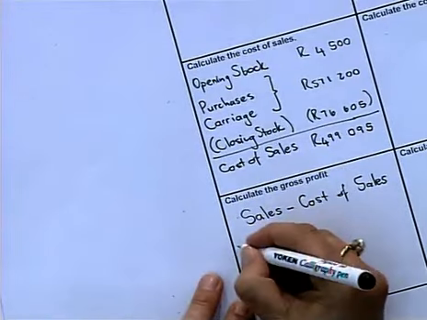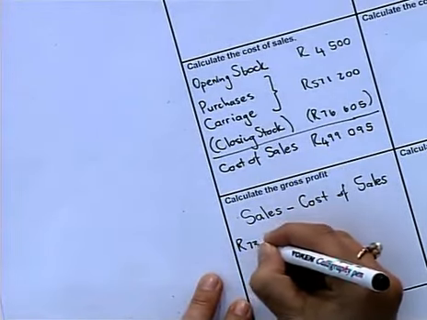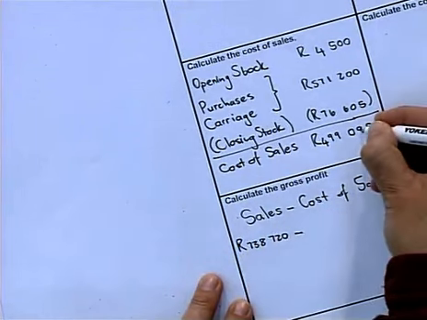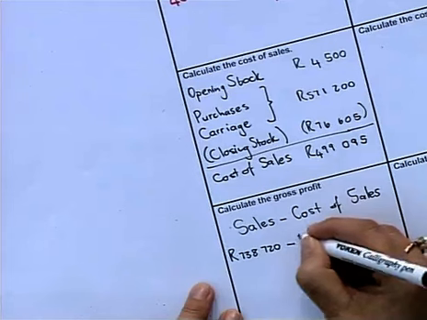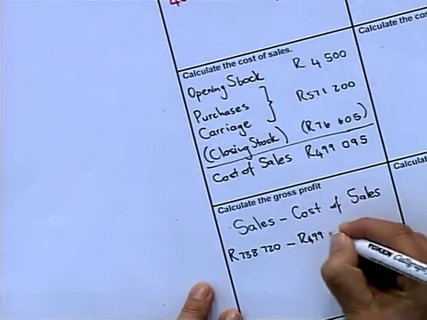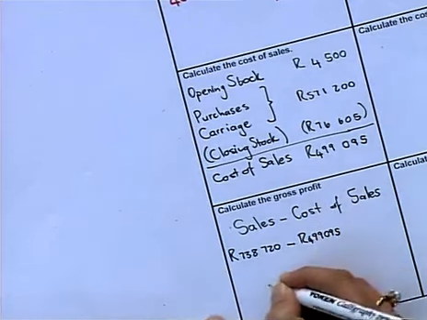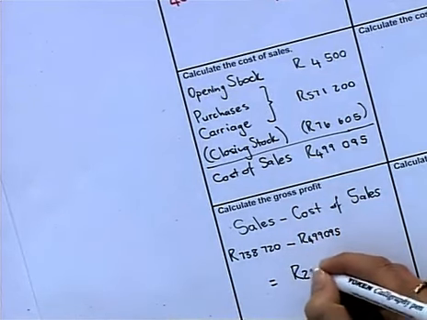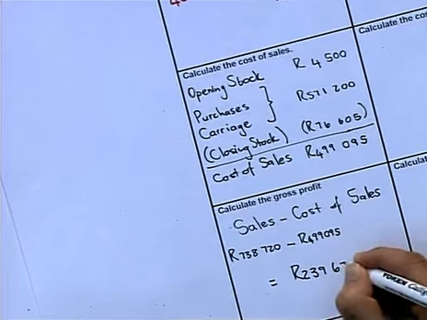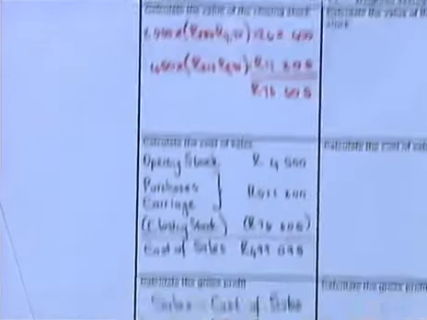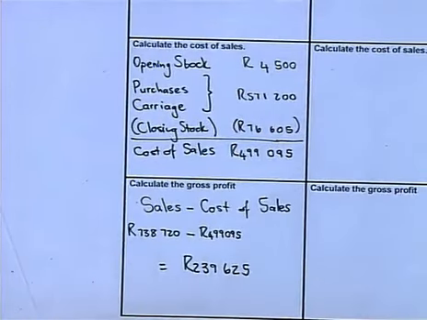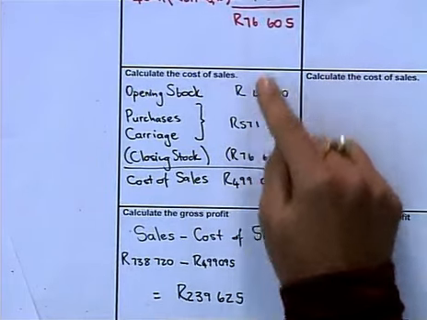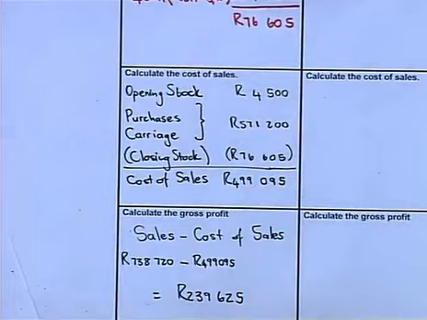So I need to say 738,720 minus cost of sales from this question, 499,095, and that is equal to 239,625. And I think you're probably thinking, but what if I get that answer wrong? Then the whole thing is wrong.